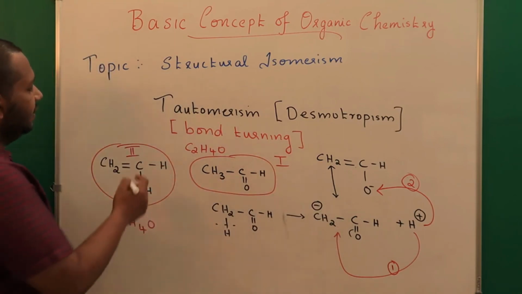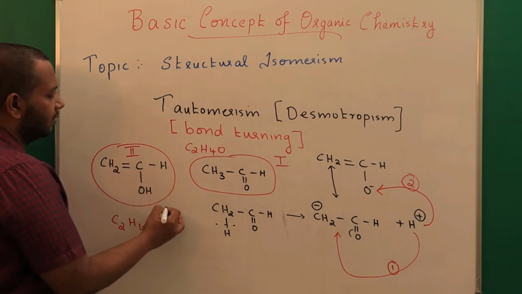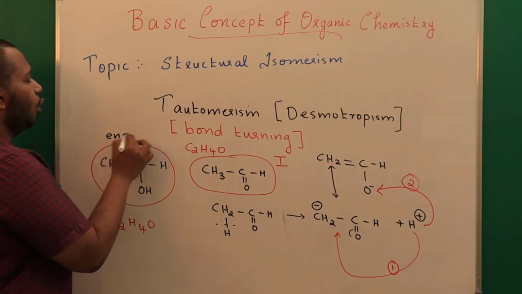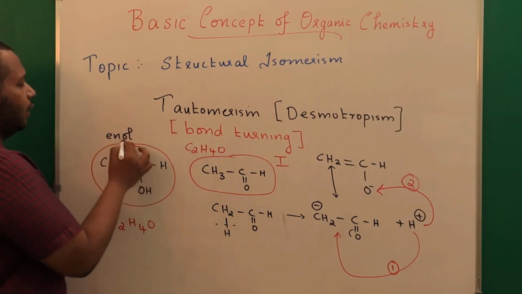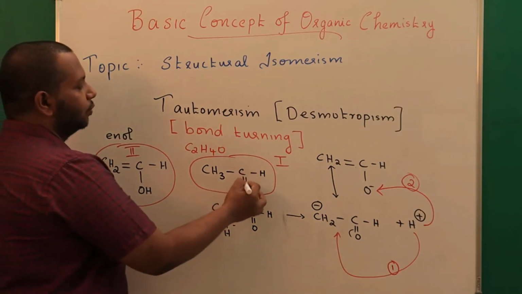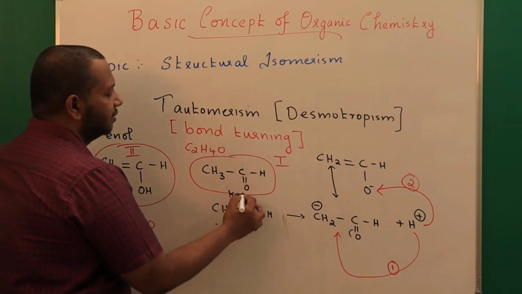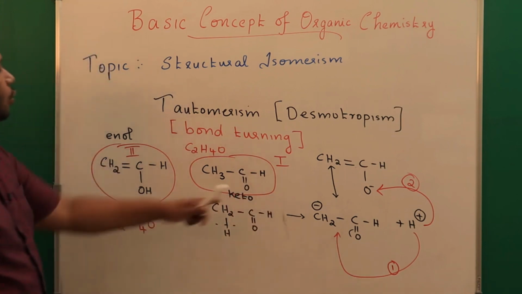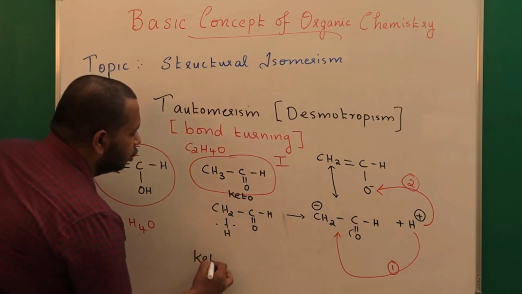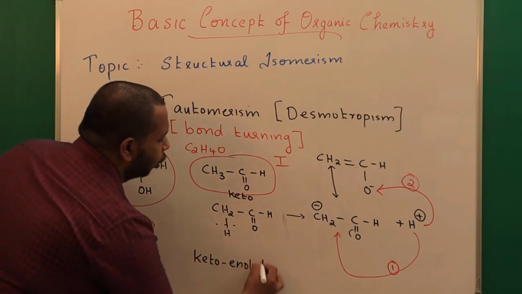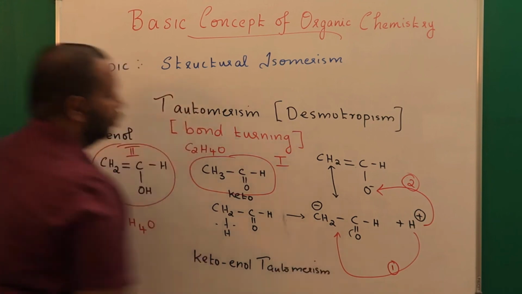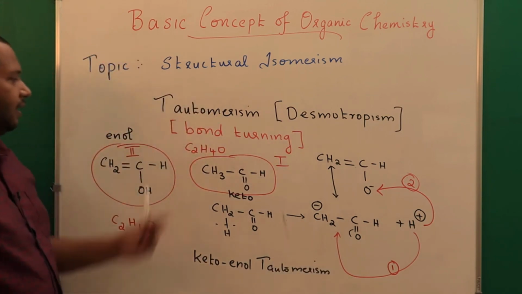And here, on this carbon atom itself, there is an OH group, that is alcohol, and to the same carbon atom a double bond is there. So we call this enol: en for double bond and ol for the functional group OH. Since here the carbonyl group C double bond O is present, we say this is the keto form. So we usually call this isomerism keto enol tautomerism. Keto enol tautomerism.